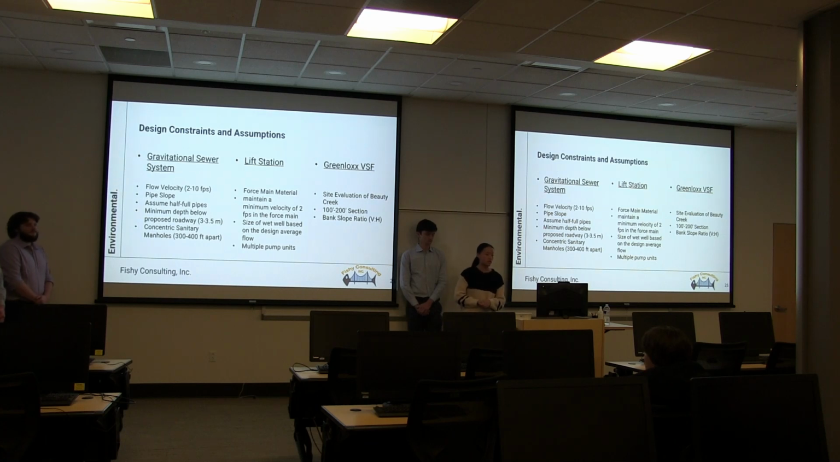The design of each of these tasks will be dependent on and guided by certain design constraints and assumptions. First, starting off with the lift station, for the design of the force main, it is important to select a proper material that will be able to withstand the constituents of wastewater, such as corrosive gases like hydrogen sulfide, oil, and grease. It is also important that the pipe flow velocity within the force main remains at a minimum of about 2 feet per second.